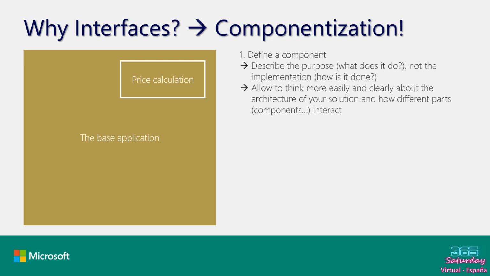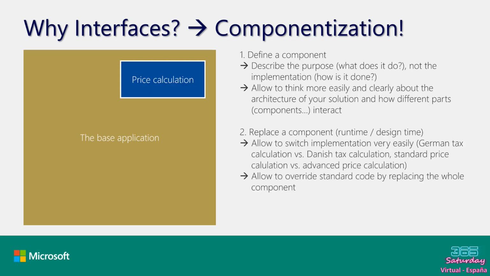If we have components, then it allows us to think more easily and clearly about the architecture of the solution, about how the different parts and components interact. If we don't have that, it's always difficult to say, this is this part, this is that part. If you look at it from this angle, there are different parts. If you have components, it's a lot easier because it's very clear what the different parts are and to define the interaction points.